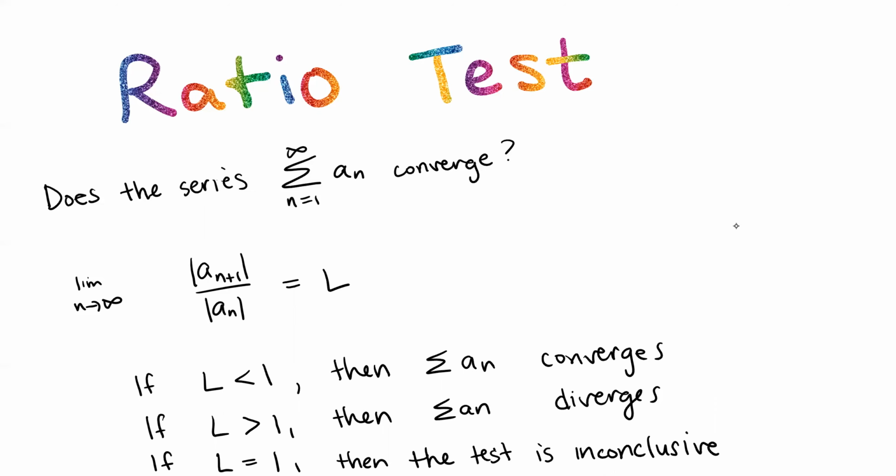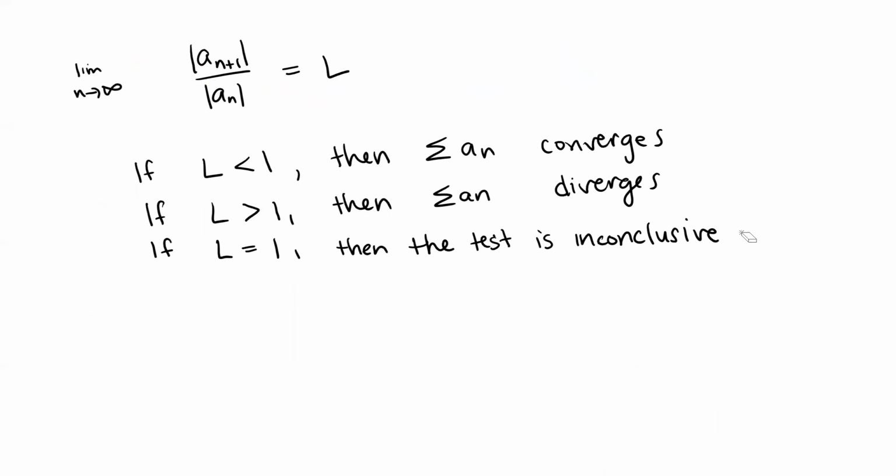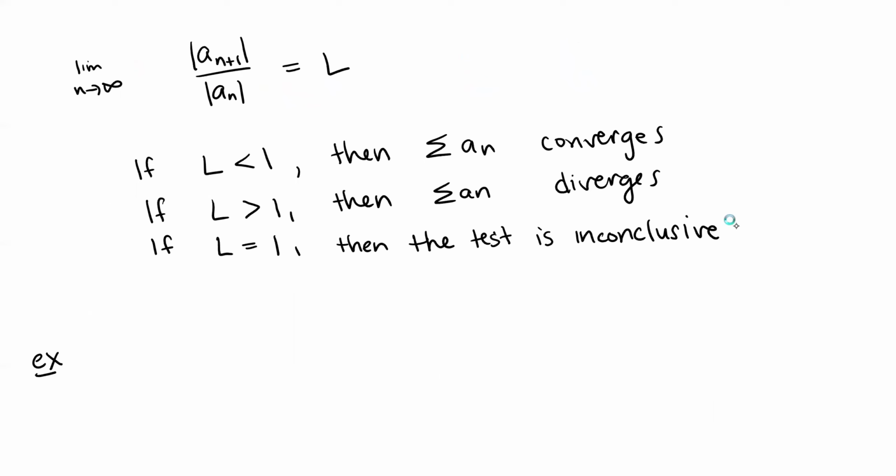Okay, so that is our ratio test. Let's just look at a quick example. So let's say that we have the example, a sum from n equals 1 to infinity of 2^n over n factorial. So we want to use the ratio test to decide whether this series converges or diverges.